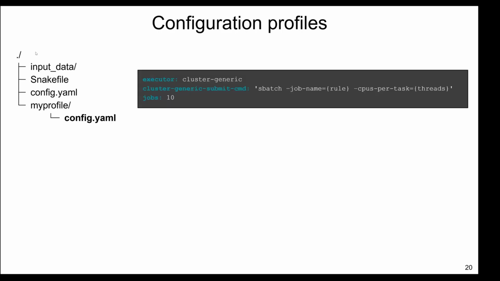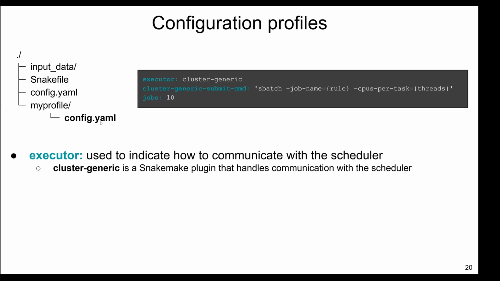So for example, when you create your profile, you can create a my_profile folder and then create a YAML file inside it. And I'll show you a few things that are usually the minimum configuration that you need to have. The first one is the executor. That's basically the scheduler that's running on your HPC. Here we will be using cluster-generic because it's a bit more customizable and a bit easier to use, but you could also use the Slurm profile as well. And that tells Snakemake how to communicate with the scheduler.